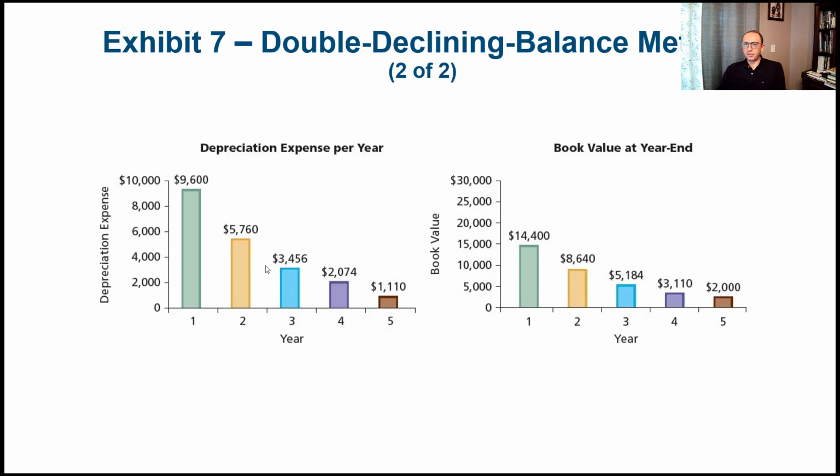Again, on this graph here, you can see that the depreciation expense was very high in the very first year, and then it gets lower and lower year by year. And again, if you look at the net book value, it's not straight line. It went down significantly at the very beginning, and then it keeps going down, of course, but at a slower rate.